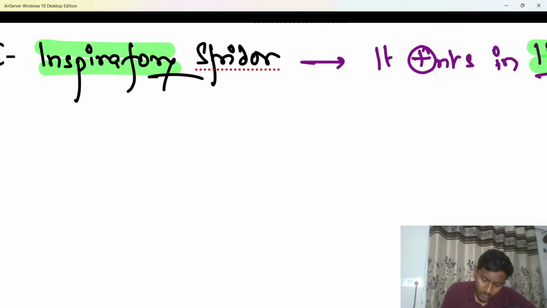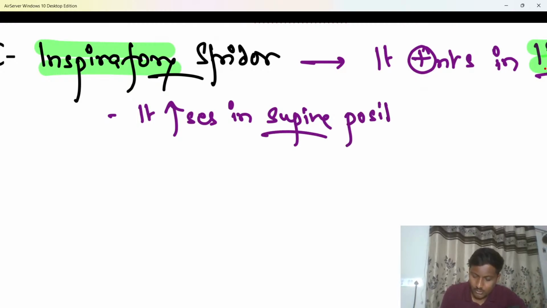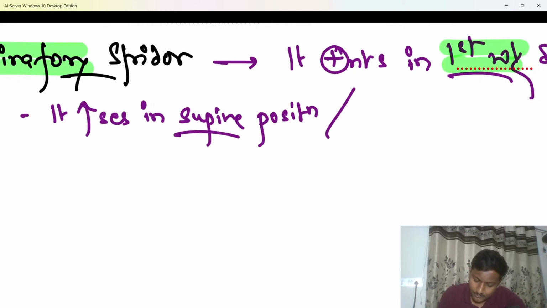ठीक है? So important points that you have to remember about this inspiratory stridor: it increases in supine position or while crying, beta, or on crying.